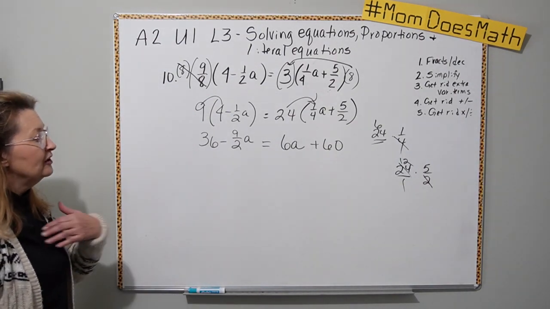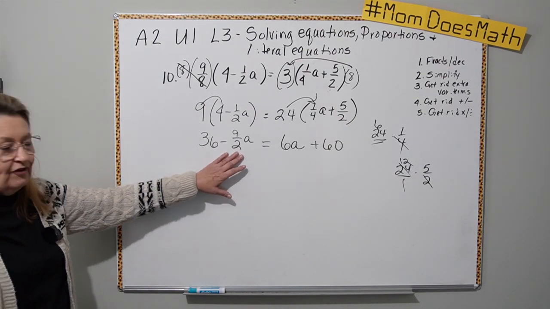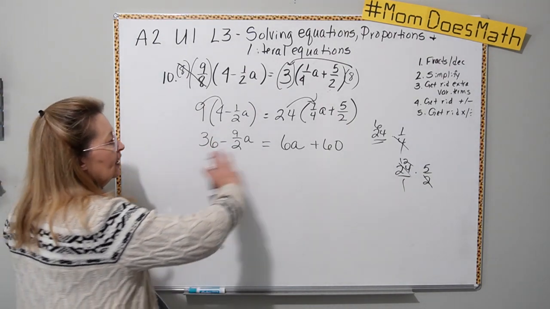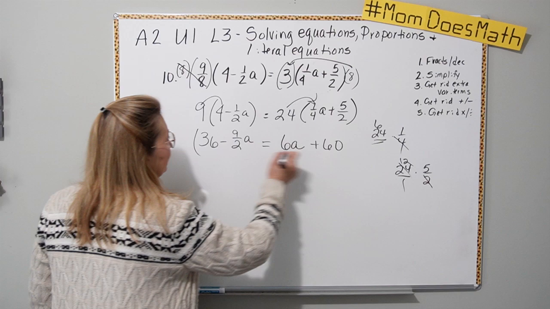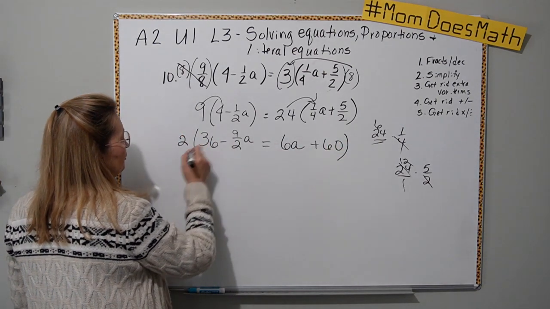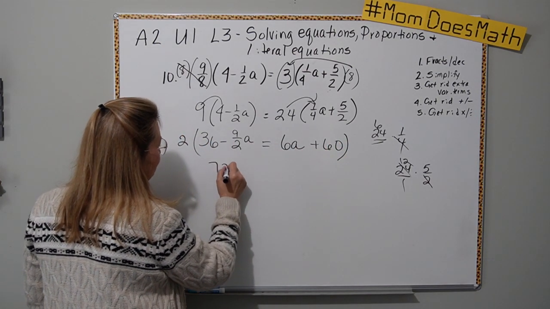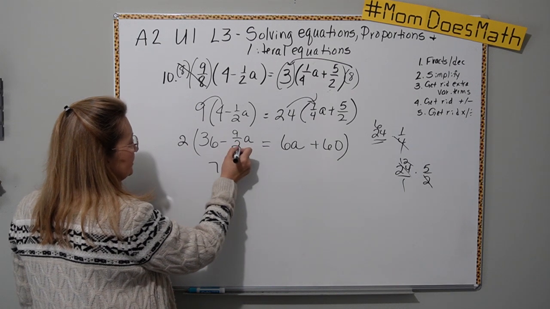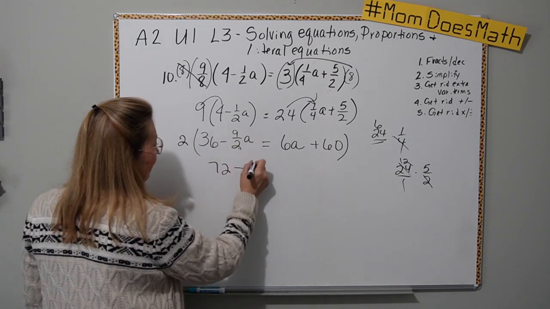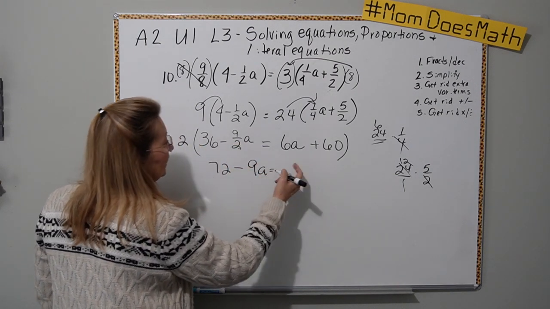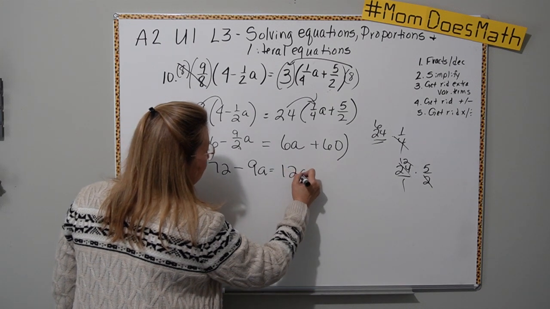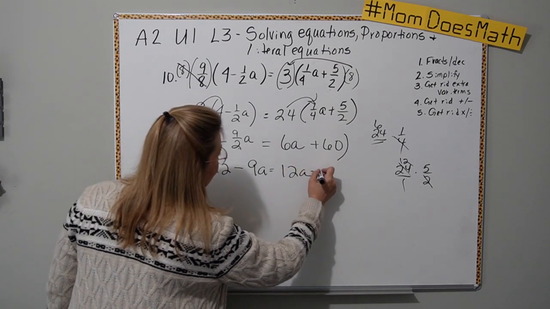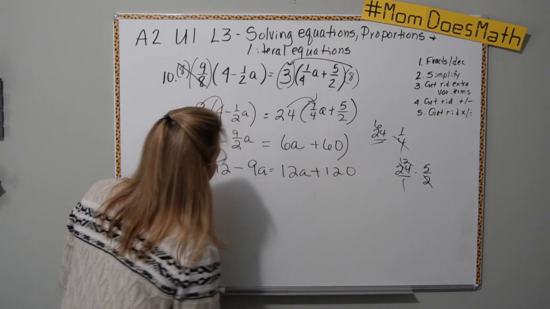Now I'm going to choose to go ahead and get rid of the last remaining fraction. Since it's just a 2, I'm just going to multiply everything in here by 2. 36 times 2 is 72. 2 times this 9/2, the 2's cancel out, so I get 9a. 2 times 6a is 12a, and 2 times 60 is 120.